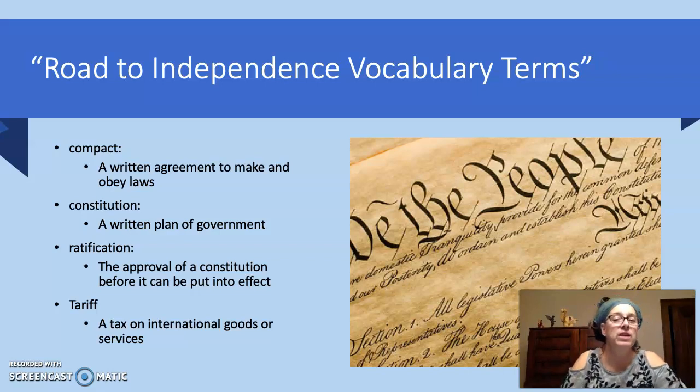And lastly, we have the word tariff. Now, we definitely covered this in geography. We covered it when we did our global or industrial units. And a tariff is a tax on international goods or services. So the tariff comes into play with the colonies when Parliament in England tells them they can only trade with England, and then England was going to put high tariffs on their product in a way that would allow England to collect taxes. So a tariff is a tax on international goods or services, okay?